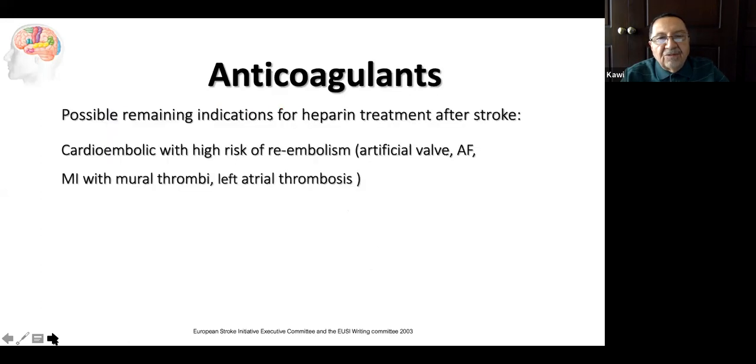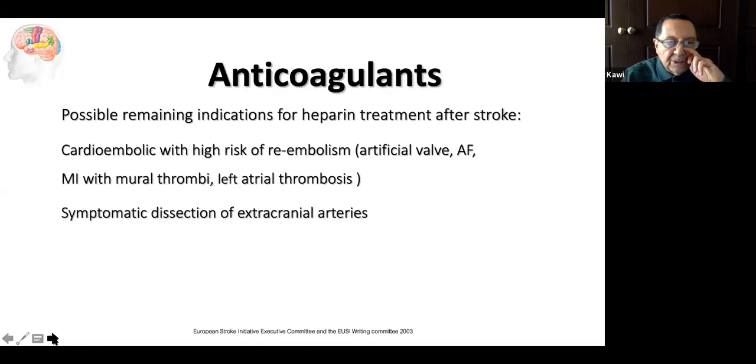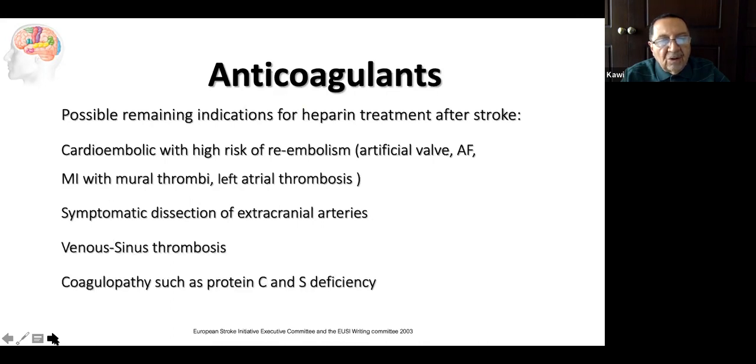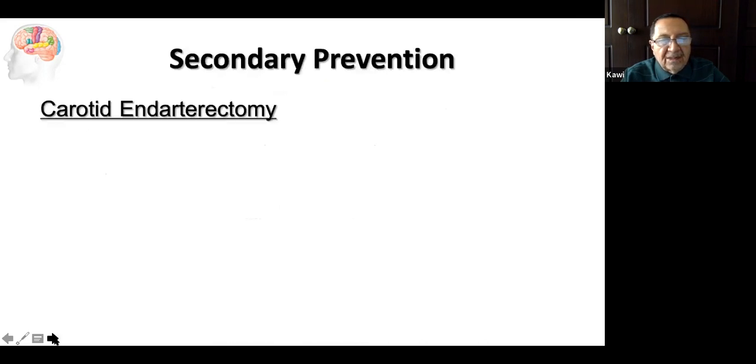Possible remaining indications for heparin treatment when we have cardioembolic stroke: from artificial valve, atrial fibrillation, myocardial infarction with mural thrombi or left atrial thrombosis. If there is symptomatic dissection of extracranial arteries, because in such a case, the clots may separate from the mouth of the area of dissection and travel distally, or in venous sinus thrombosis, or if the patient has coagulopathy, such as deficiency in protein C and protein S.